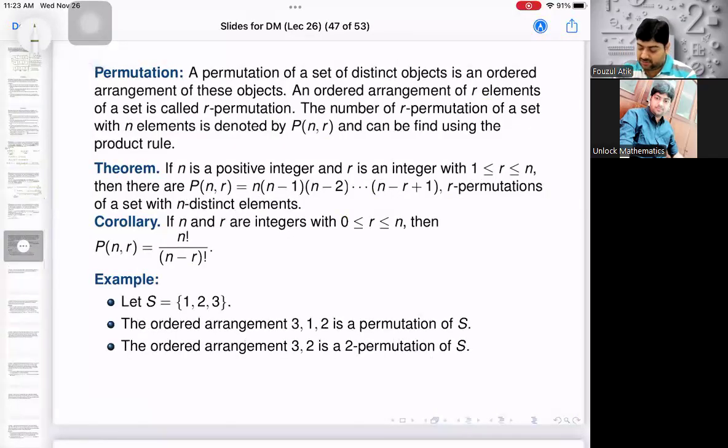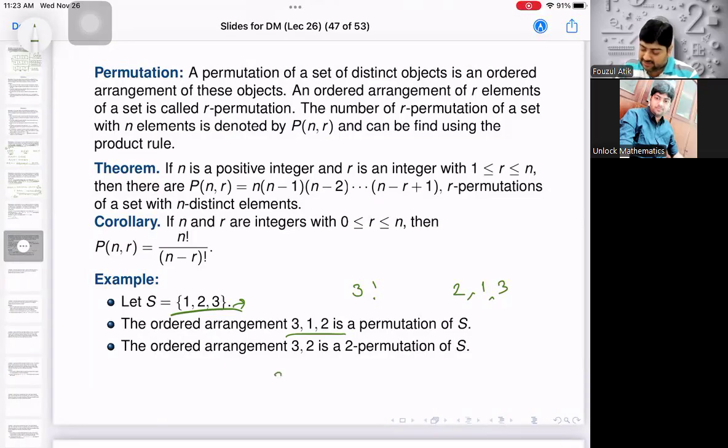So S is equal to 1 to 3, is a set. The ordered arrangement like 3, 1, 2, this is one permutation. It is basically a 3 permutation. Then 2, 1, 3, this is another 3 permutation. Right? How many ways can you make all these things? It is 3 factorial, because you are making 3 permutations from a 3 element set. It will be 3 factorial by 3 minus 3 factorial, which is basically 3 factorial.